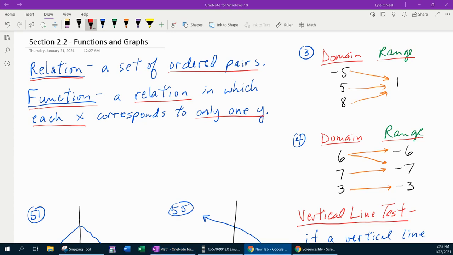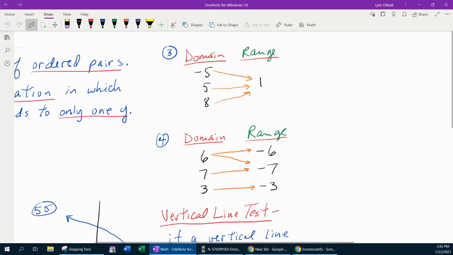All right, so the first example we're going to look at is problem number 3. Here we have a relation. We have a set of x's, remember those are the domain, mapping to the y's, which are the range. And if we want to, we could write that as a set of ordered pairs. Here, -5 maps to 1. 5 also maps to 1, and 8 maps to 1. So that's what that relation would look like as a set of ordered pairs.